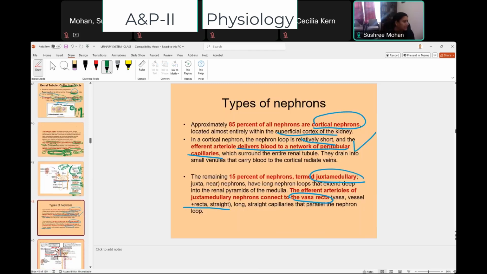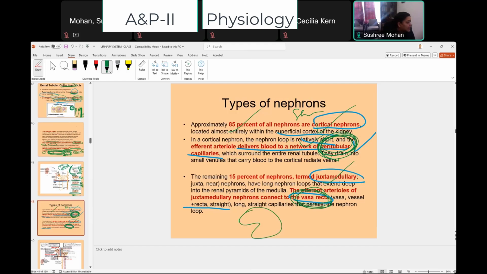Types of nephron: 85%, as I told you, are cortical nephrons. They have a short loop, and the remaining 15% are juxtamedullary. They are the nephrons present in the medulla. Short nephrons are connected to peritubular capillaries, as I explained at the beginning of the class. These are long nephrons connected to the vasa recta. I hope this is clear.